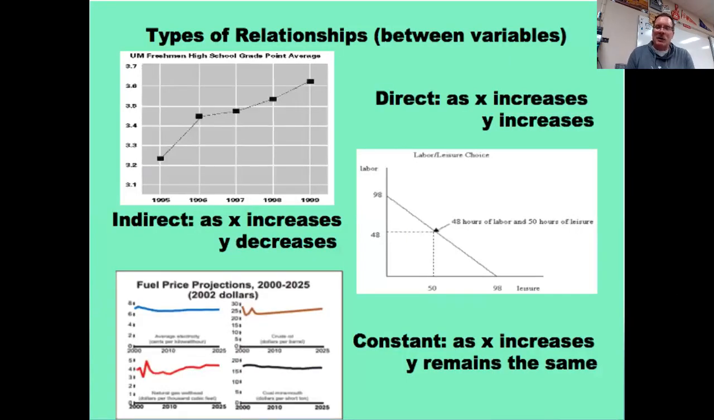And then remember, as you are graphing line graphs, especially important for Honors Chem, the relationships between variables. The first graph on the top is direct: as x increases, y increases. The second one, indirect or inverse: as x increases, y decreases. And then constant: as x increases, y maintains, it stays the same.